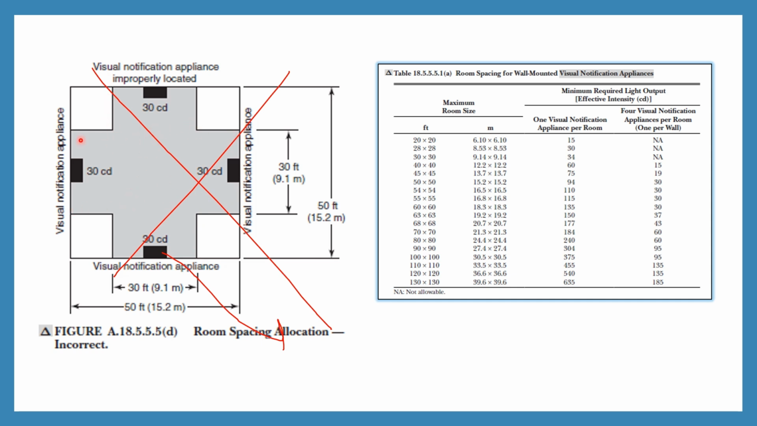9.1 by 9.1. So this particular shaded area is covered. However, this area is not covered. We can use 4 number, but at strategic locations we need to place the strobes so that the complete room can be covered. I will explain in the next slide how we need to place the strobes at strategic locations.